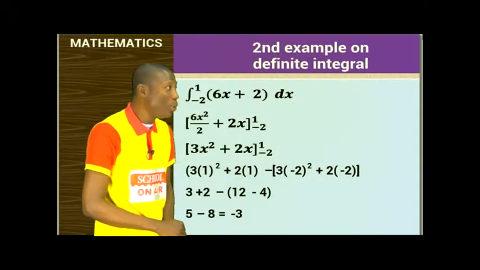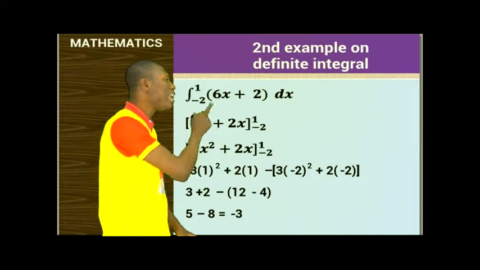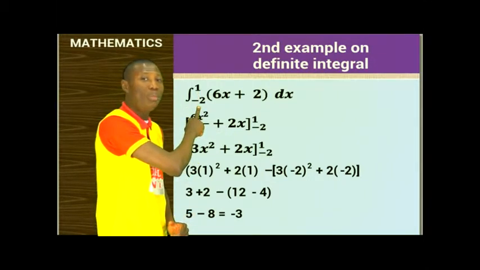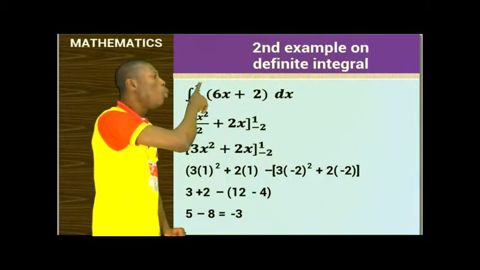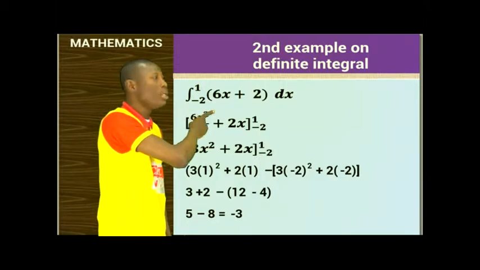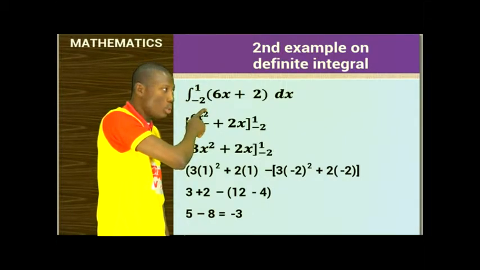Now this is another example of definite integral. Here I have 1 and minus 2. And I want to say something here. Anytime you are dealing with definite integral, what you have up here must be greater than what you have here. It's not going to have minus 2 and 1 here. Now we have 1 and minus 2 here.